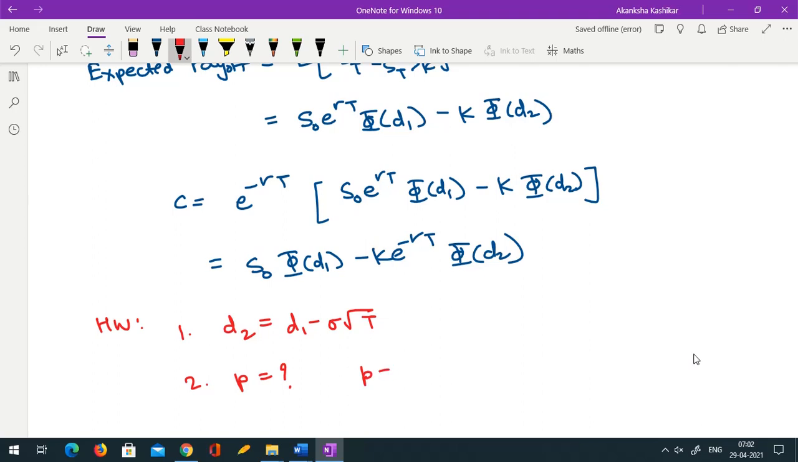And I'm going to give you a final expression just so you can verify whether you are doing it correctly. So it will be K e raised to minus RT phi minus D2 minus S0 phi minus D1. Okay, D1 D2 are exactly same as what we used in call option price. Okay, so this should be your final answer. So try to verify what happens.